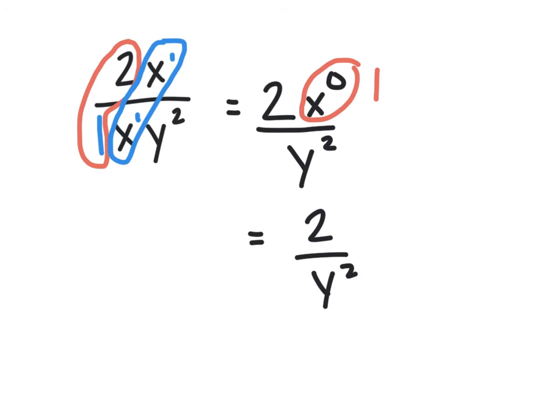Another way to think of this problem is we just cross the x's out, and we end up with 2 over y squared. So you can think of it a little longer the way I originally did it, or you can just cross out the x's and get this 2 over y squared.